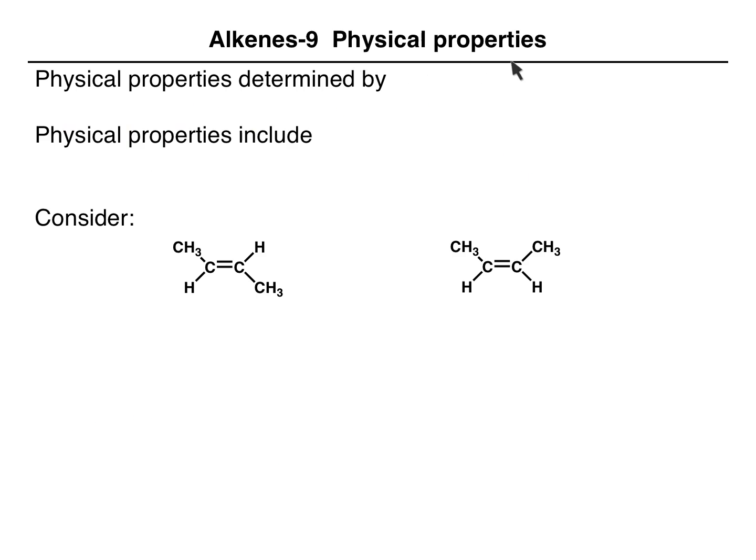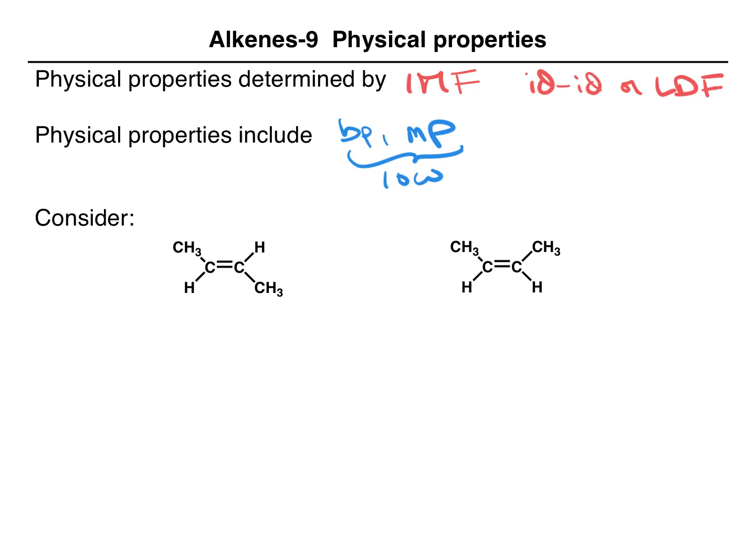Next, let's consider the physical properties of alkenes. And remember that physical properties are determined by intermolecular forces. In the case of alkenes, because we just have hydrogen and carbon, these have very similar electronegativities, so these are going to be held together by induced dipole interactions, or London dispersion forces. That means that things like boiling point, melting point, these are going to be pretty low, very much like alkanes. Water solubility, this is also going to be very low.